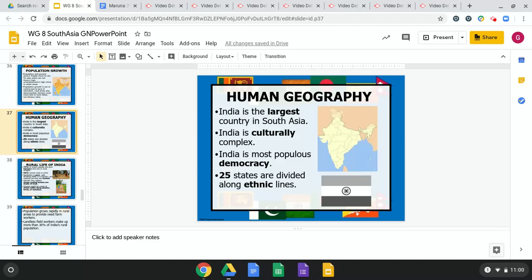Again, India is the largest country in South Asia. India is culturally complex. It's the most populous democracy. So they are technically a democracy. That is their government. I don't think their democratic index is that high, but they have worked with their democracy. They have 25 states divided along ethnic lines. So again, that kind of goes back to that caste system.